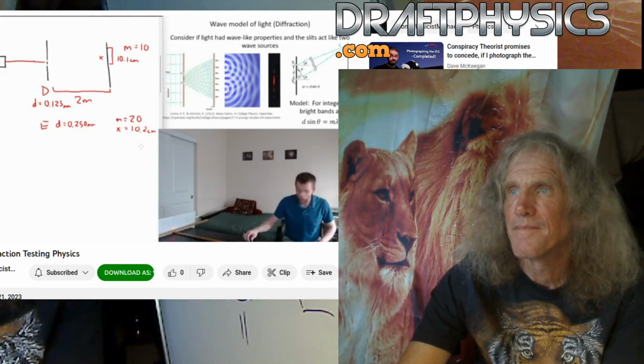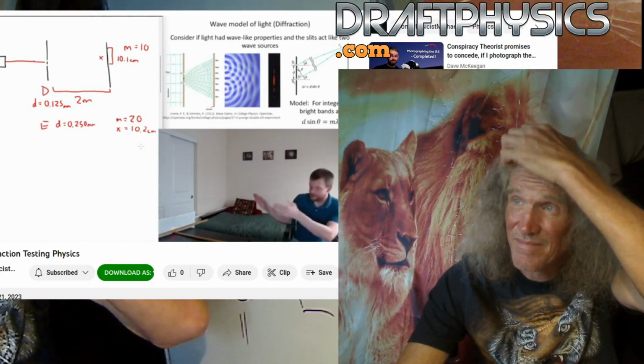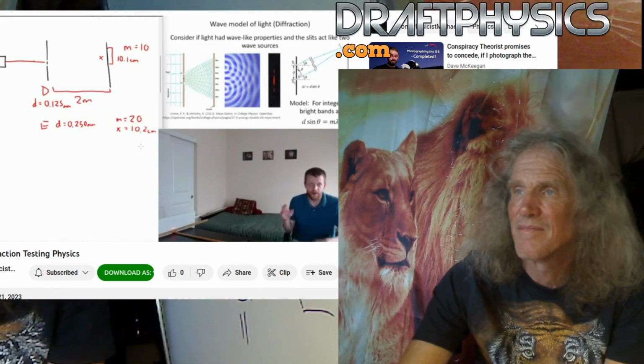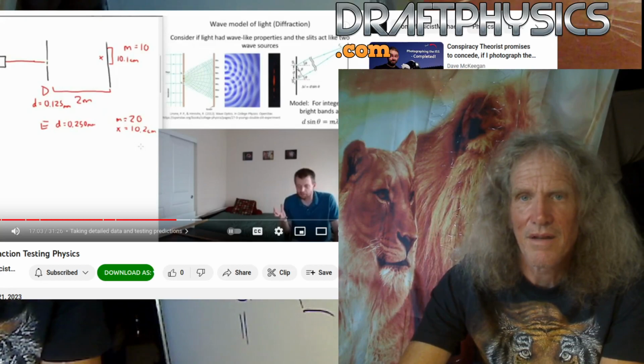So notice that when I increased the distance between those two slits, that diffraction pattern got closer together. That matches with our prediction based on this model. Oh, really? Silly. Right. Duh.